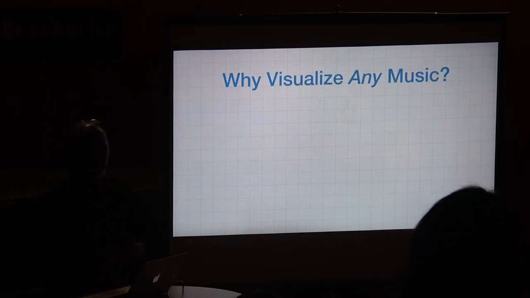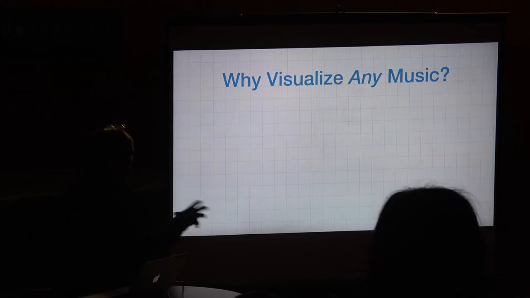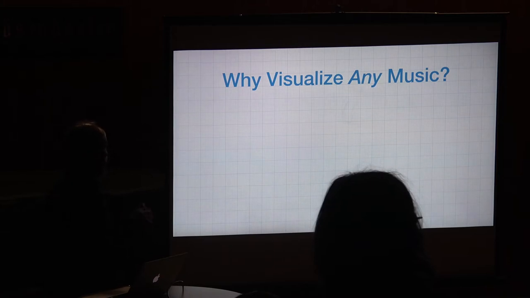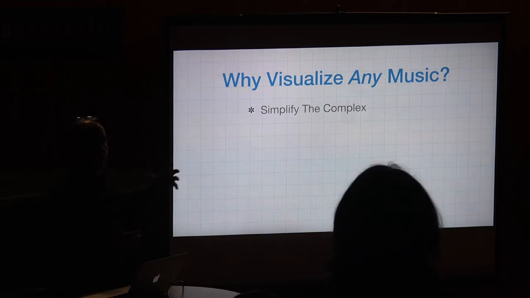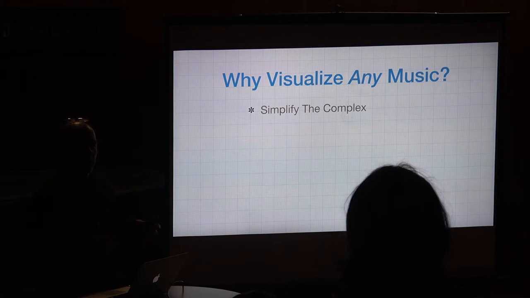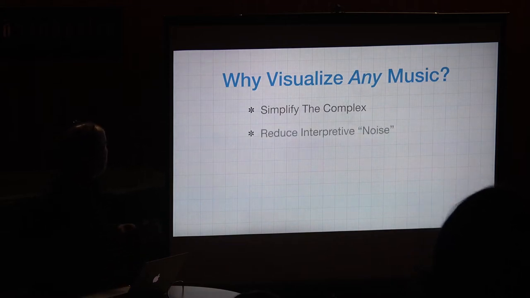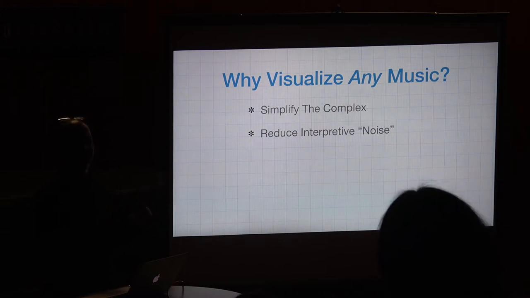Why visualize any music? Music is visualized already in the score. We see all of the detail. Hopefully the composer and the engraver and the editor, if there's one in there, worked closely together to make sure that the page represents everything that is visually coherent for that piece. So why would we try to re-visualize it? The first reason is that perhaps the score itself is quite complex, and we want to simplify it in some way. We want to reduce any noise, any extra information that is getting in the way of us interpreting some portion of that music.